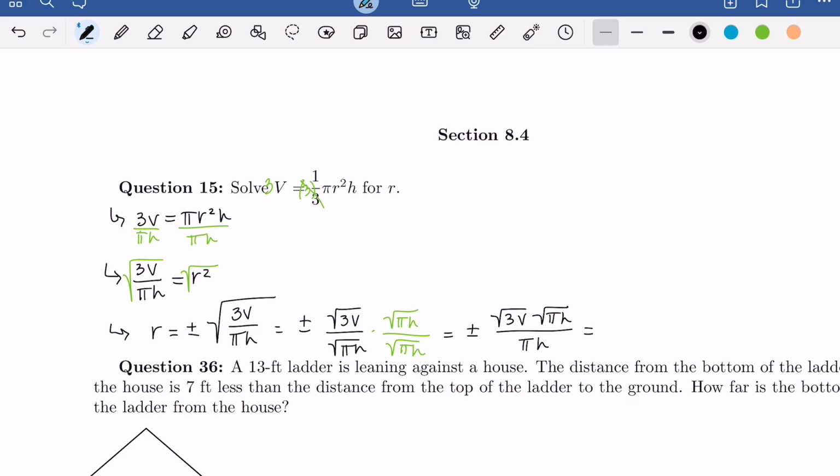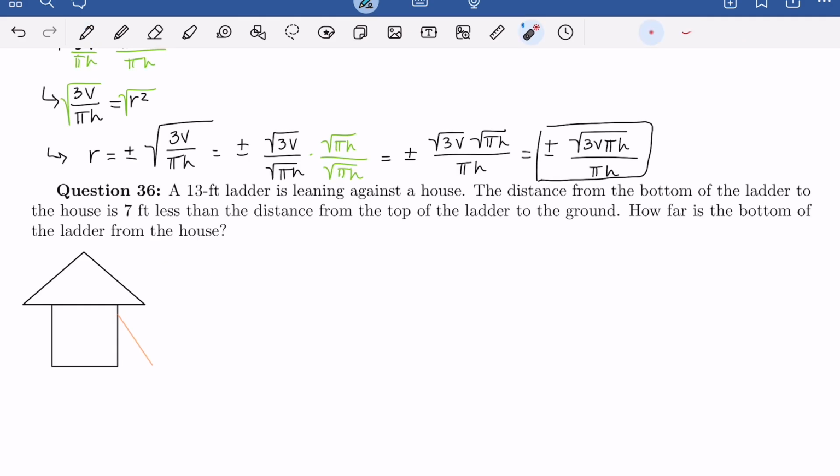And then lastly, using our product rule here, since these have the same square root, we can multiply them under our square root. So we're going to have the square root of 3v pi h all over pi h. And so this would be our final fully simplified answer.